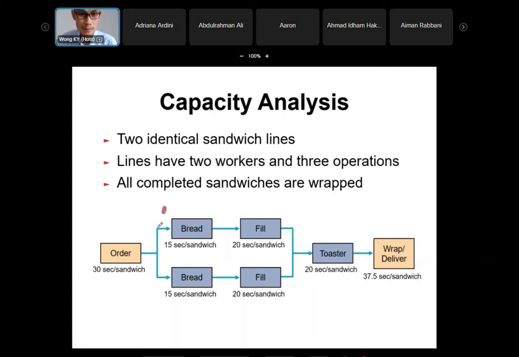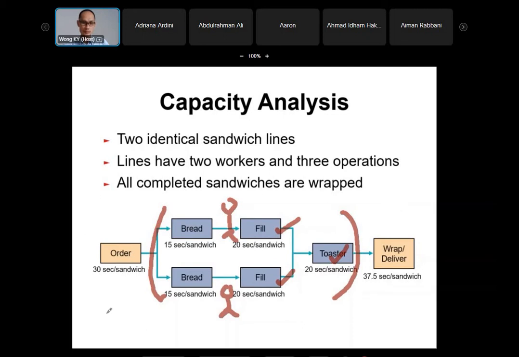So in the textbook, from here to here is called the line. This is the production line. So you have two identical sandwich lines. The lines have two workers and three operations. You have two workers, one worker over here, another operator over here, two operators looking at two lines, but then there are three operations. If you look at the line itself, where is the bottleneck workstation? Here.